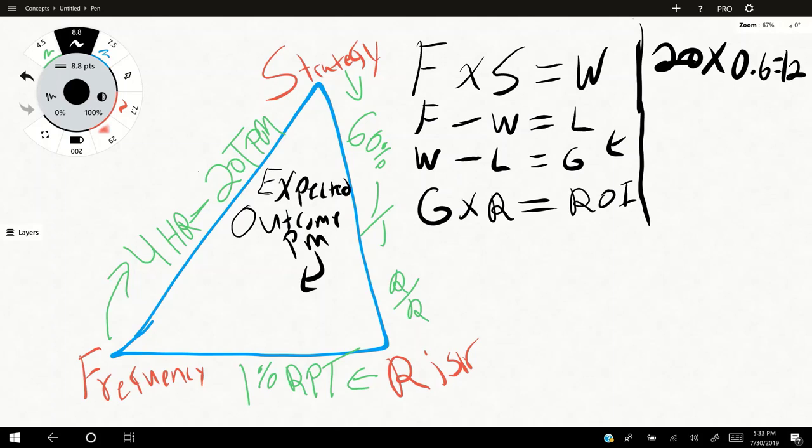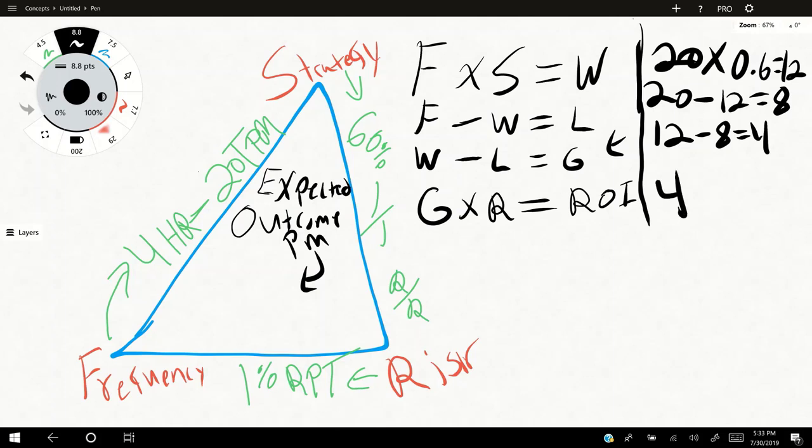So we have 12 wins, or 12 W. Now what we do is we take F again, 20, we subtract those wins, and we get 8. 8 is going to be our L, our losses. We then take wins, which were 12, we subtract our losses, which were 8, we end up with 4. Now, 4 is our G, or gain. 4 is the gain that we get with this exact system, this exact strategy and trading plan. We get a 4 gain on that.